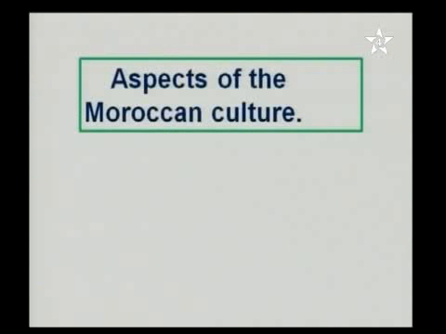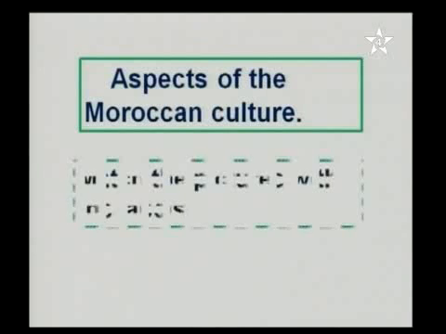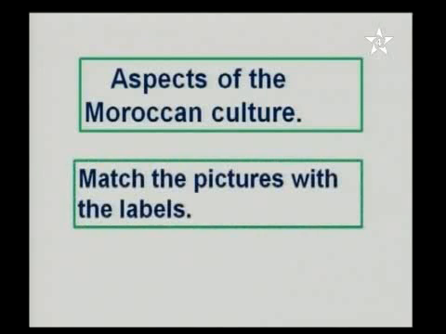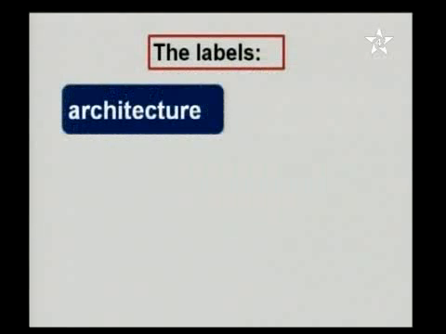All right. Now we come to the last part of my lesson. It's called Aspects of the Moroccan Culture. Now I'm going to expose to you some aspects of our culture, of which we are very proud. And of course, you're going to match the pictures with the labels. I'm going to give you pictures and the labels, that is to say the names of each aspect of the culture, and then we're going to work together and match the labels with the pictures. Now here are the labels.